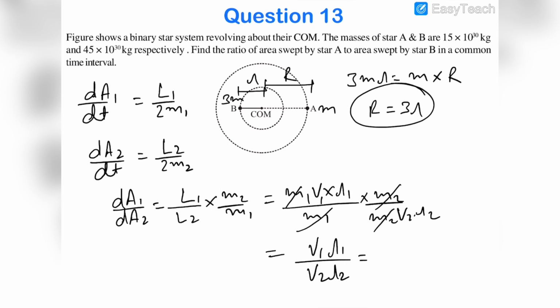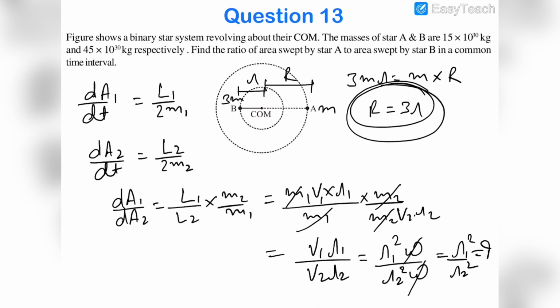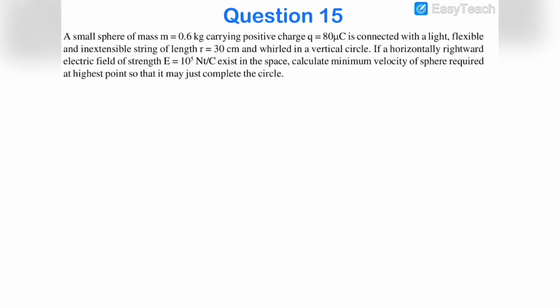We know that v will be equal to r omega. So this is r1 square omega and r2 square omega, and omega is the same. So actually we have to find out r1 square by r2 square. This ratio will obviously be equal to 9, because this is 3:1. So the correct answer is 9. Now let's move on to the next question.